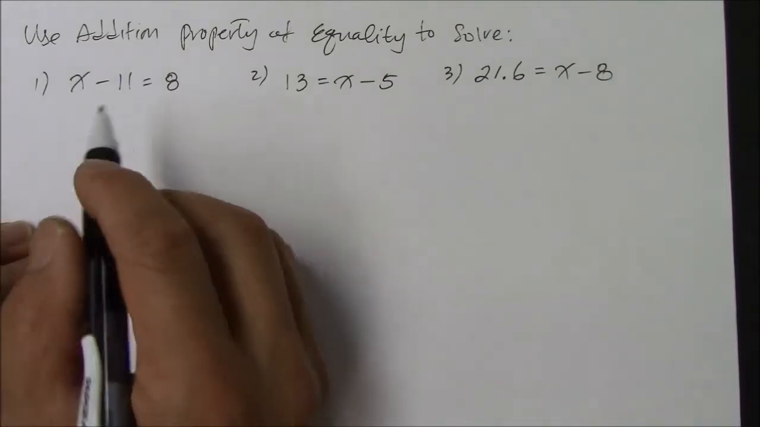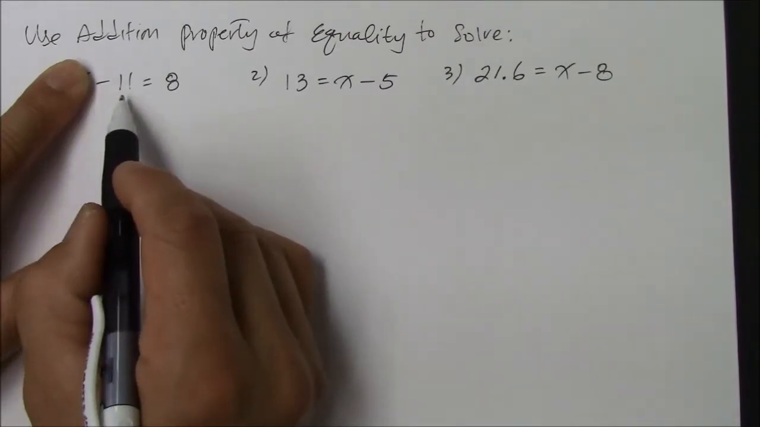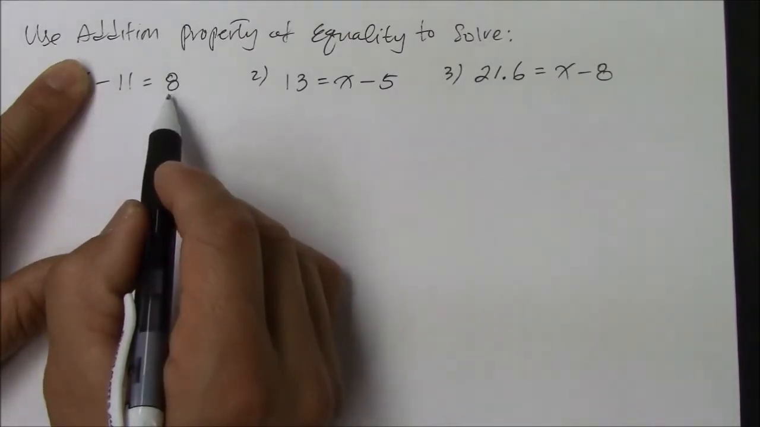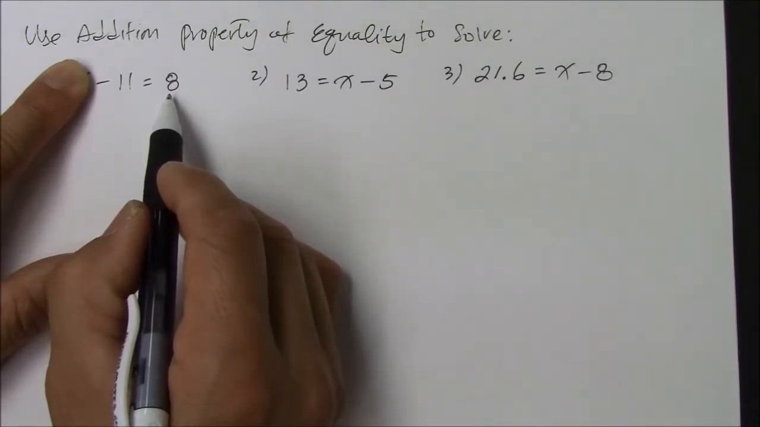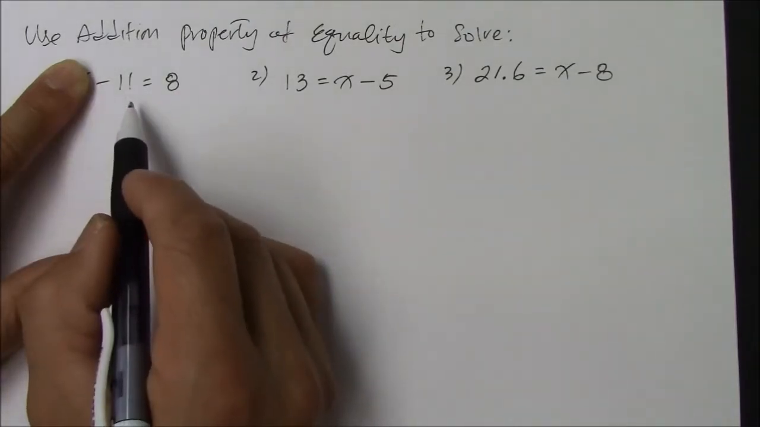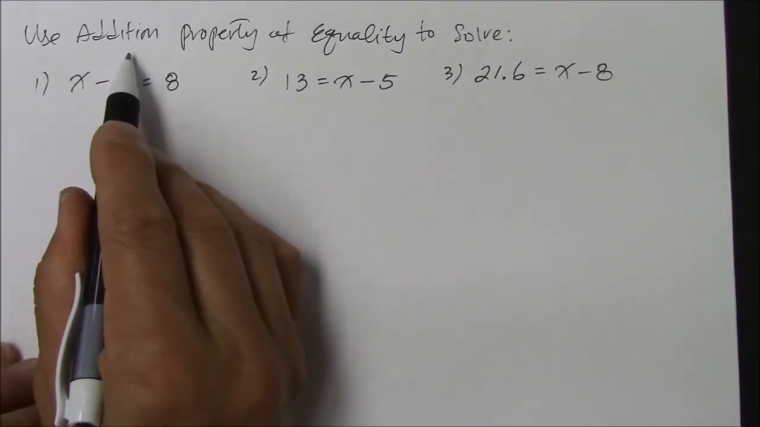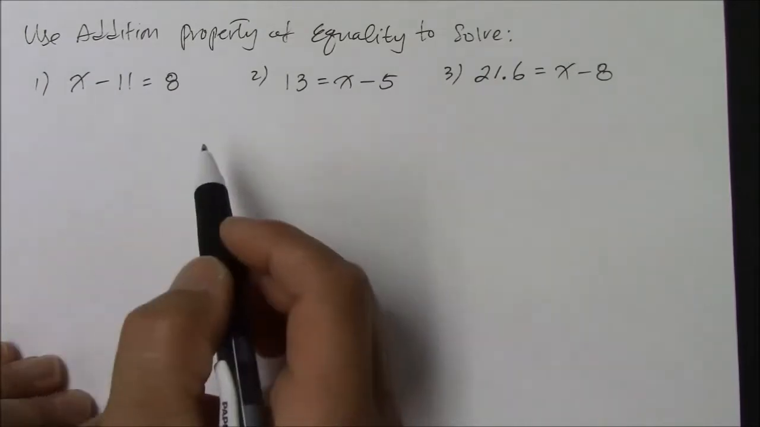The question is, what number minus 11 will give you 8? And you probably said, just go backwards and figure out what that was. So 8 plus 11 must have been 19. And that'd be correct. That's the premise of this lesson. You're going to use the addition property, the inverse of a minus, to solve this equation.